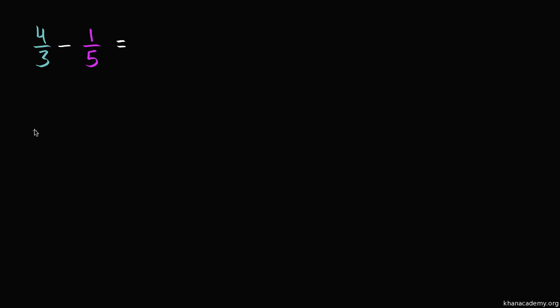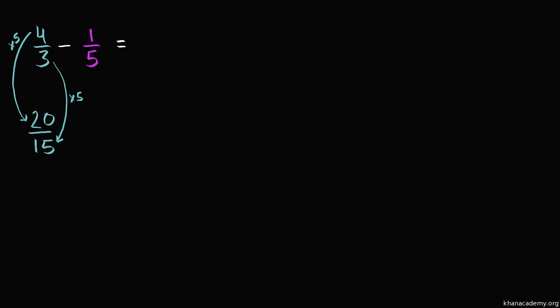So what's 4/3 if I were to write it as something over 15? Well, to get from 3 to 15 in the denominator, we have to multiply by 5. So if you multiply the denominator by 5, if you don't want to change the value of the fraction, you have to multiply the numerator by 5 as well. 4 times 5 is going to be 20. So 4/3 is the same thing as 20/15.